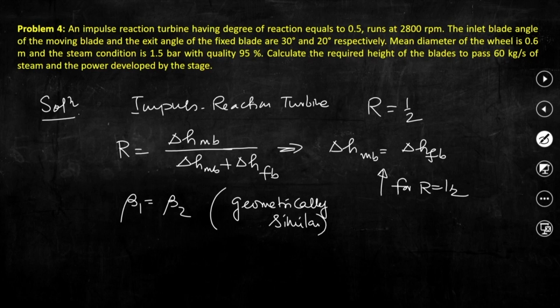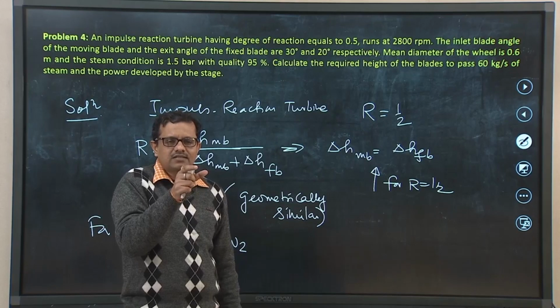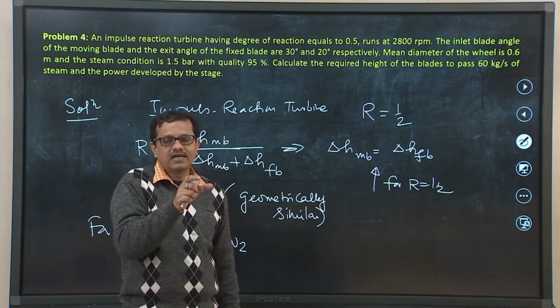So, beta 1 equal to beta 2, and for R equal to half, C1 equal to W2, that is, the absolute velocity of steam from the fixed blade or nozzle is equal to the relative velocity of steam at the exit of the moving blades. And we know that we are using a common VB to superpose the velocity triangles. So, if we consider velocity triangles both at inlet and outlet of the blades, these two triangles have a common side, that is VB.